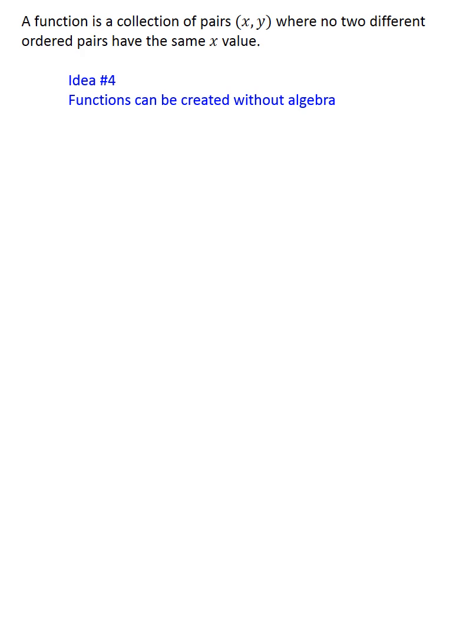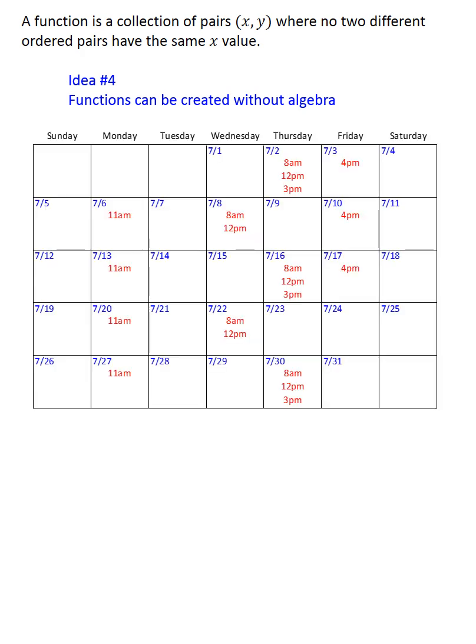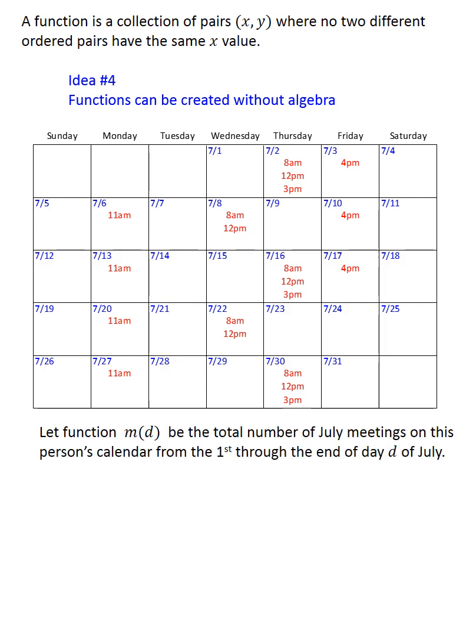Idea number 4. Functions can be created without algebra at all. Here's an example of a function that wouldn't involve algebra. Before we show you the function, this is a calendar that represents meetings that a person attended in the month of July. You can see the meeting times in red, shown here. We're going to let the function m be the total number of meetings that this person attended from the first through the end of day D of July. Now, that doesn't sound like the way most people speak. This is sort of a mathematical way of defining a function.